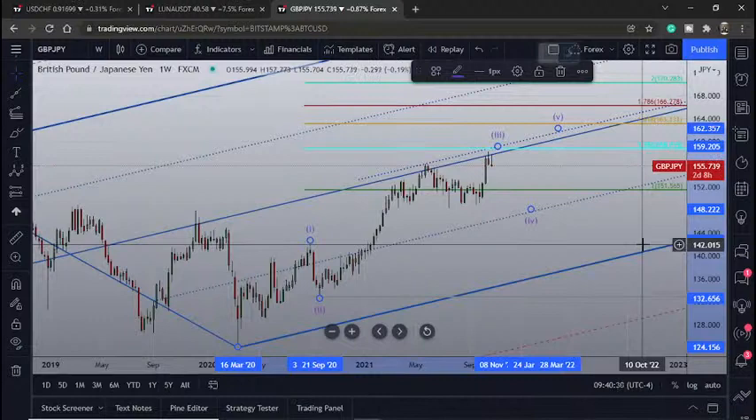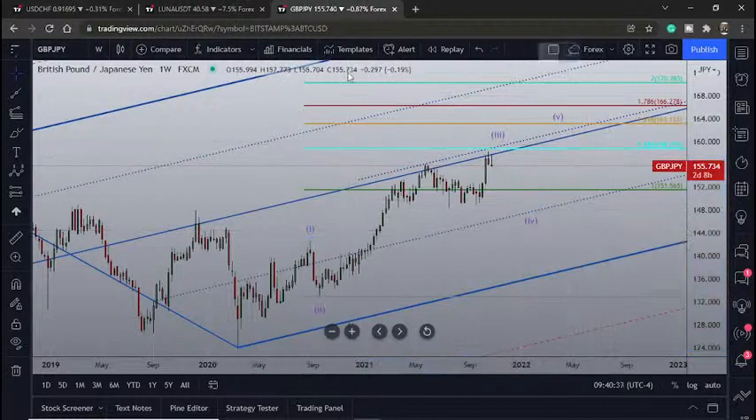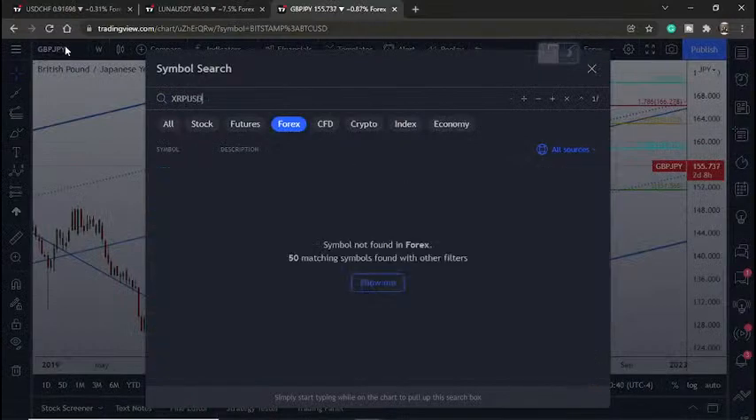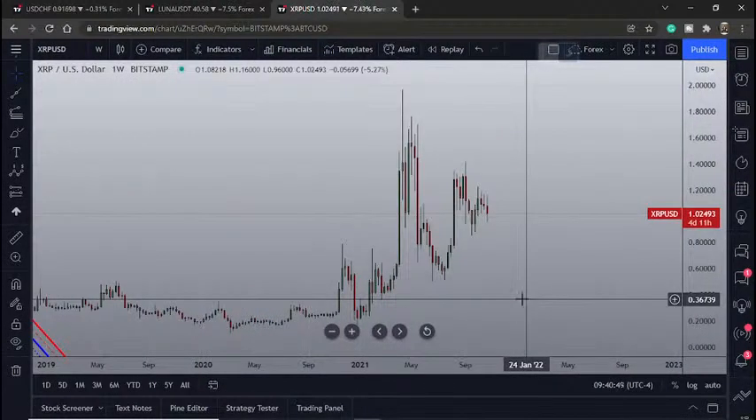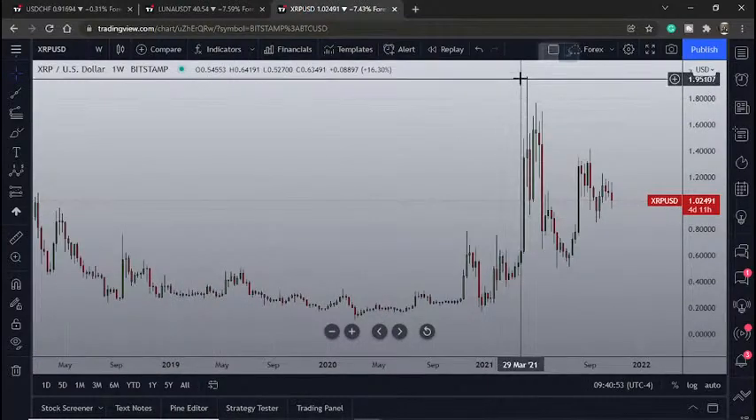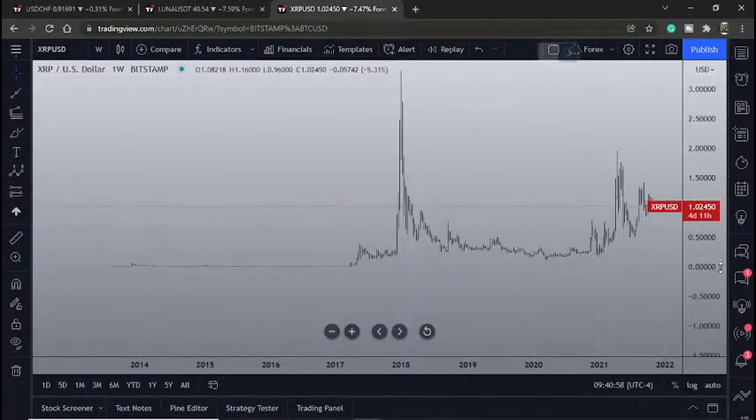Ibrahim, yeah, log scale works extremely well, especially when you're dealing with parabolic moves. I can have a look at XRP for you. Let me save that. And you want to see this on Bitstamp. Okay. Catching this high, you mean? Ibrahim, it really depends on which anchor points you used for your pitchfork.